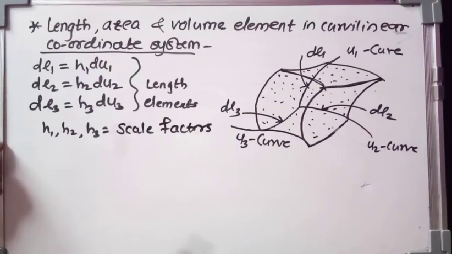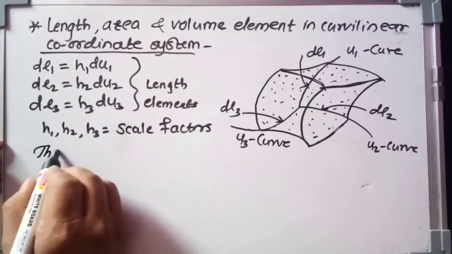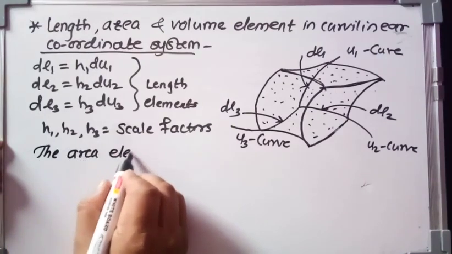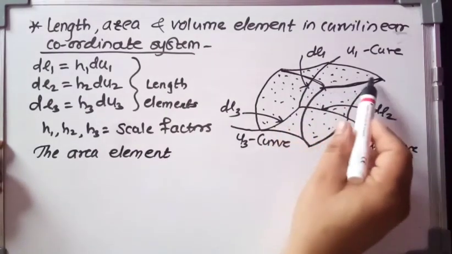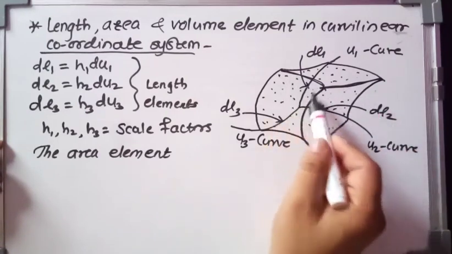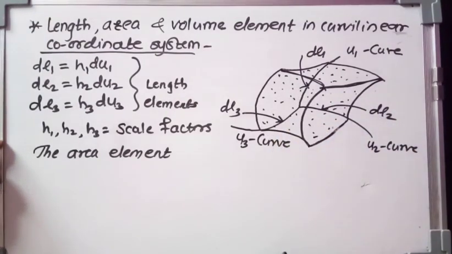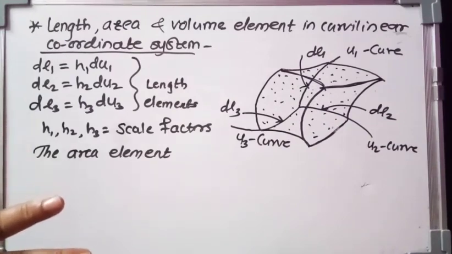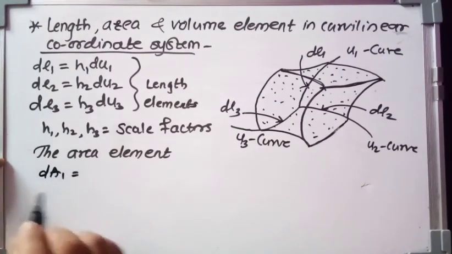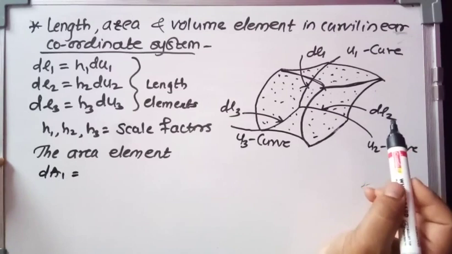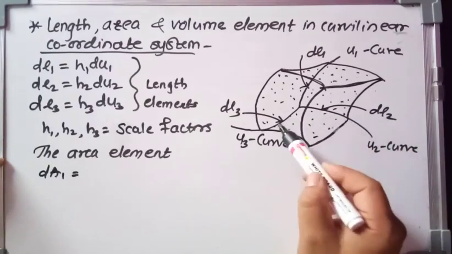Then the area elements, we can write the area elements. We have this area element, we have this area element, and we have this area element. These are three area elements. Actually there are total 6 area elements for this volume element, and opposite area elements are same. Now we want to write area element. dA1 I can construct by using dl2 and dl3.